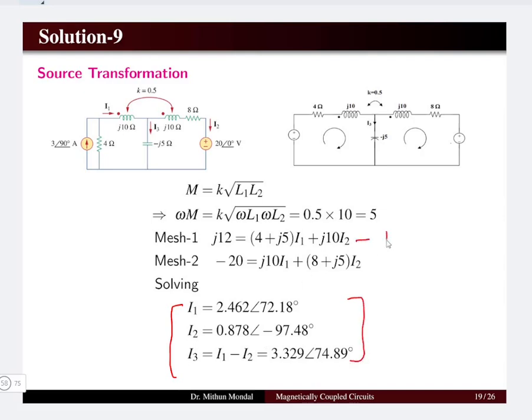However, these two equations 1 and 2 we have written in terms of the mesh currents I1 and I2, whereas the branch current I3 is nothing but the difference of the currents I1 minus I2. So here the currents I1 and I2 indicate the mesh currents, whereas I3 indicates the branch current that we can find from the mesh currents.